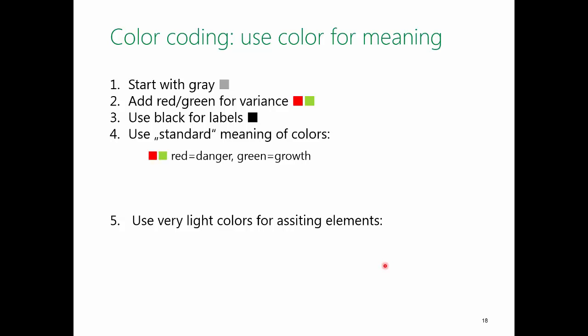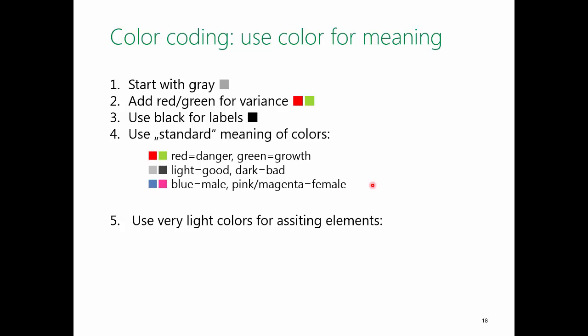The next one is use standard meaning for colors. Like red is danger, green is growth. We all understand that. The next one would be light is good and dark is bad. So if you have a KPI that has a bad meaning, for example costs, you can use a dark color. And if you have sales, you can use a light color. Or unemployment, you can use a darker color and so on.